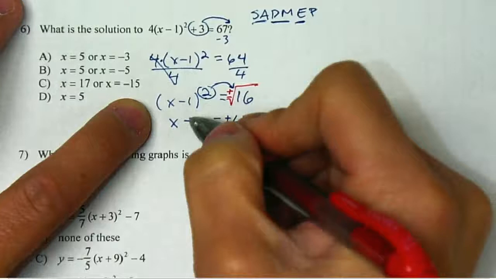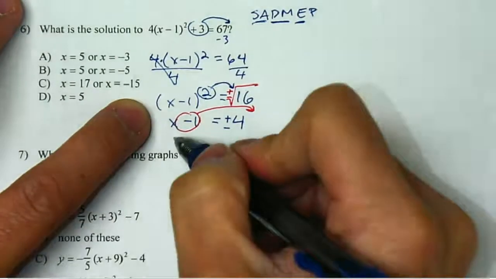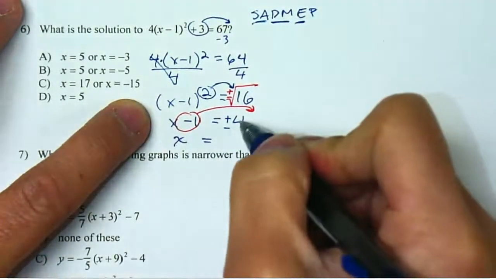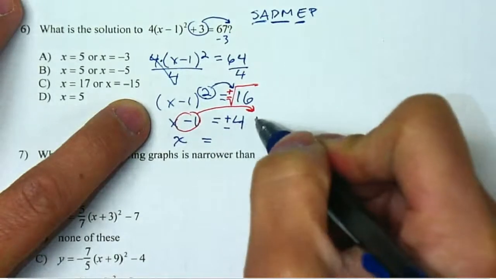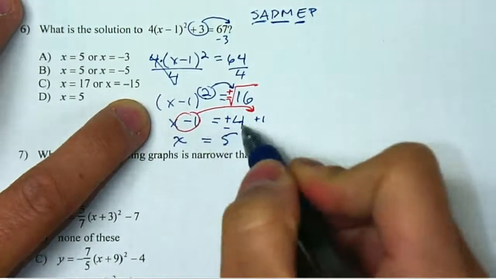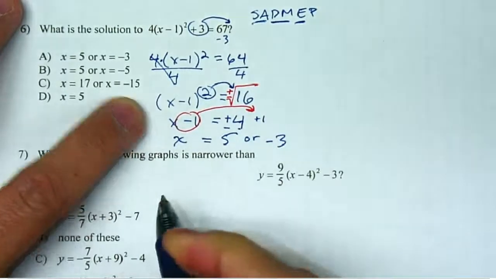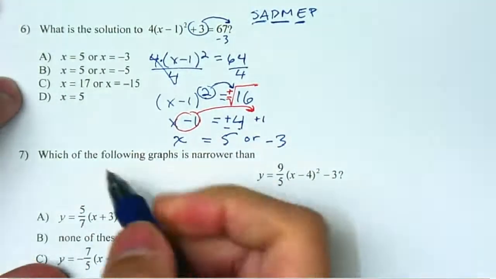And lastly, I can move the 1. And since there's a plus or minus, we actually have two problems, or two answers. This gives us positive 4 plus 1, which is going to be positive 5, or negative 4 plus 1, which is negative 3. And so we see the answer is going to be 5 or negative 3, which is A.